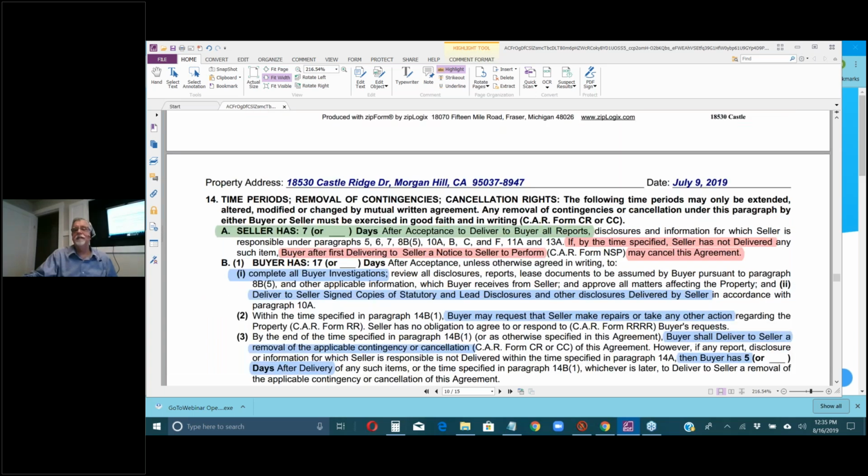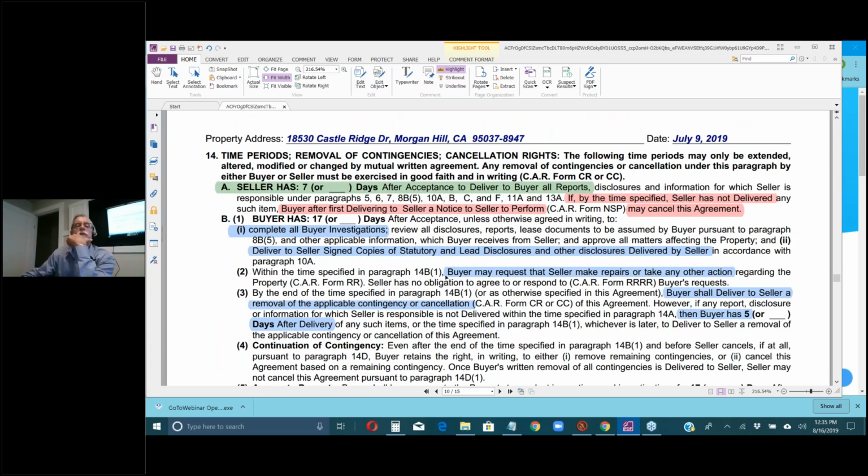Time periods. Removal of contingencies, cancellation right. The following time periods may be extended, altered, modified, or changed by mutual agreement. Any removal of contingencies or cancellation under this paragraph must be exercised in good faith and in writing. Remember the exercised in good faith. The seller has 7 days after acceptance to give the buyer all the reports, all the stuff. If by the time specified seller has not done that, then you just don't cancel. You have to give them a notice to perform, which is a 2-day notice. If they don't do it in 2 days, then you can cancel.